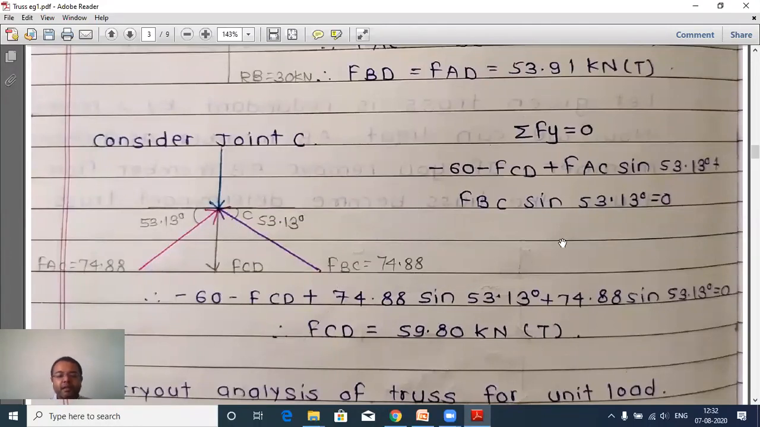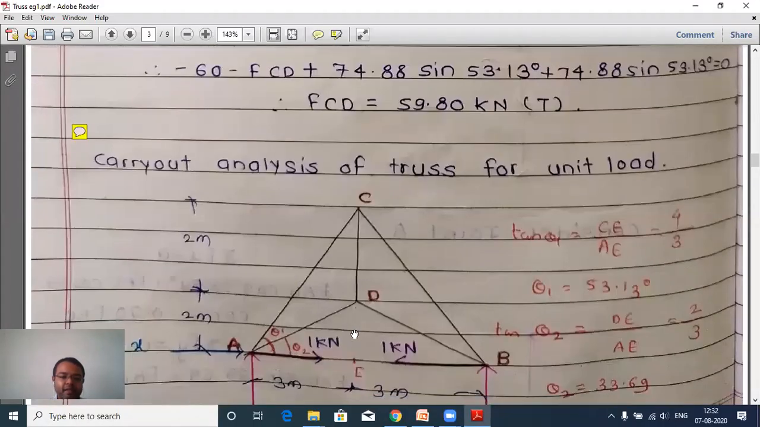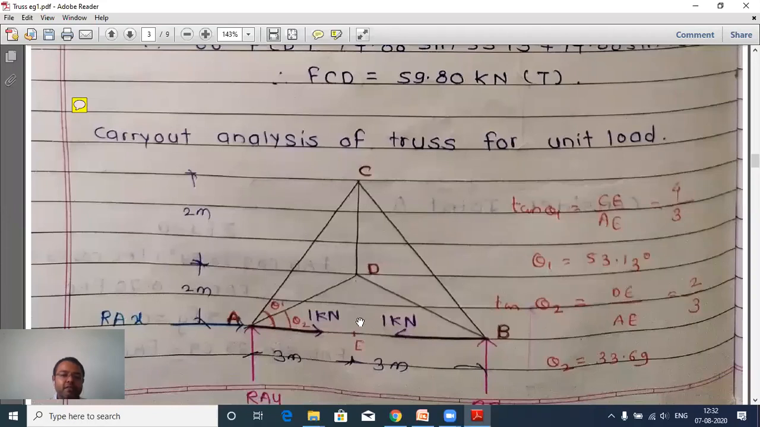Actually just 10 minutes are remaining. After 10 minutes the session will be over, so I will complete this example within these 10 minutes itself. So consider joint C, apply the equilibrium conditions, summation Fx equal to 0 and Fy equal to 0, and get the final answer. That is, just find out the forces in the members. So that is the P forces.